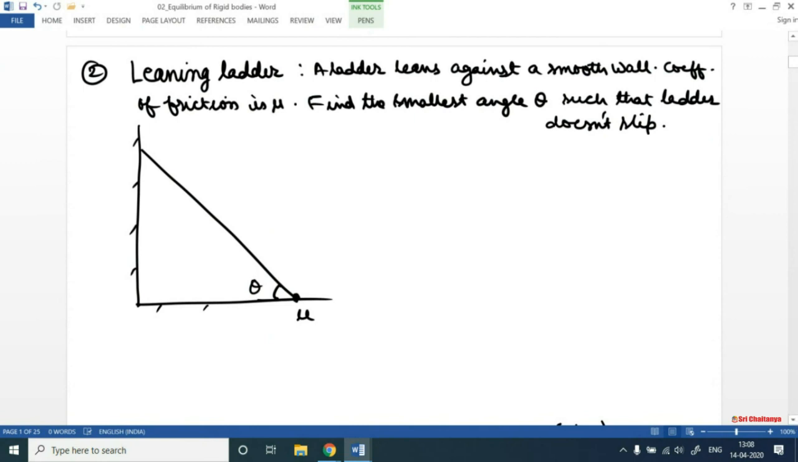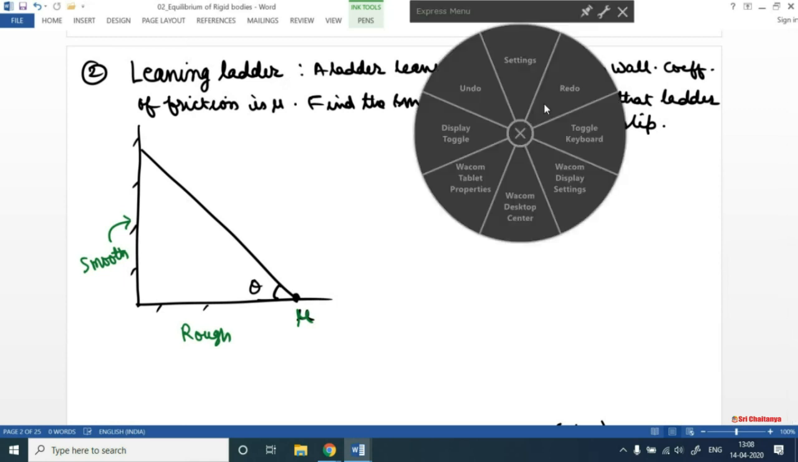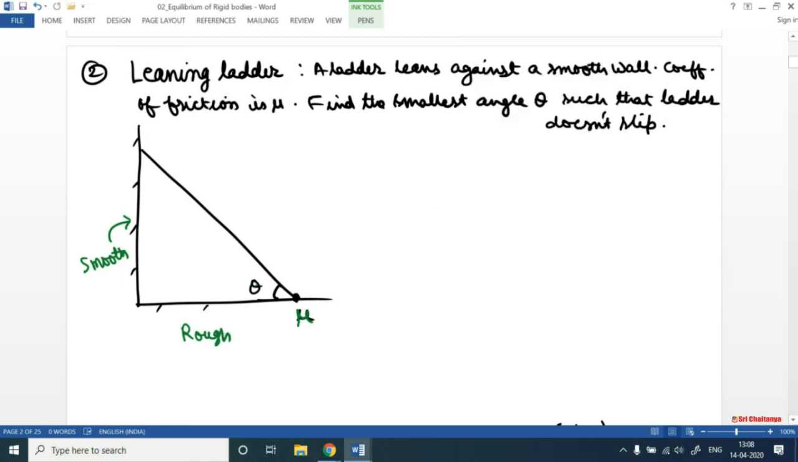So this is the problem of the leaning ladder. Here we have a ladder which leans against a smooth wall. This wall here is smooth, but for this surface the coefficient of friction mu is given, so this floor is rough. We have to find the smallest angle theta such that the ladder does not slip. So how can we find that?